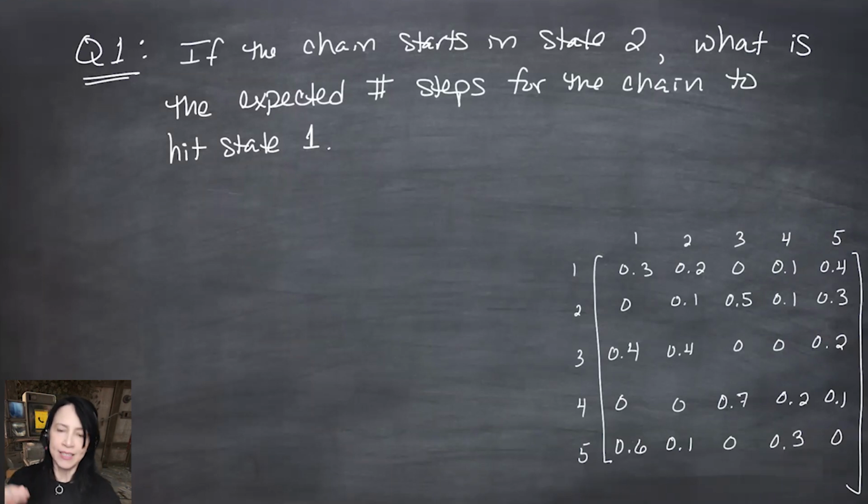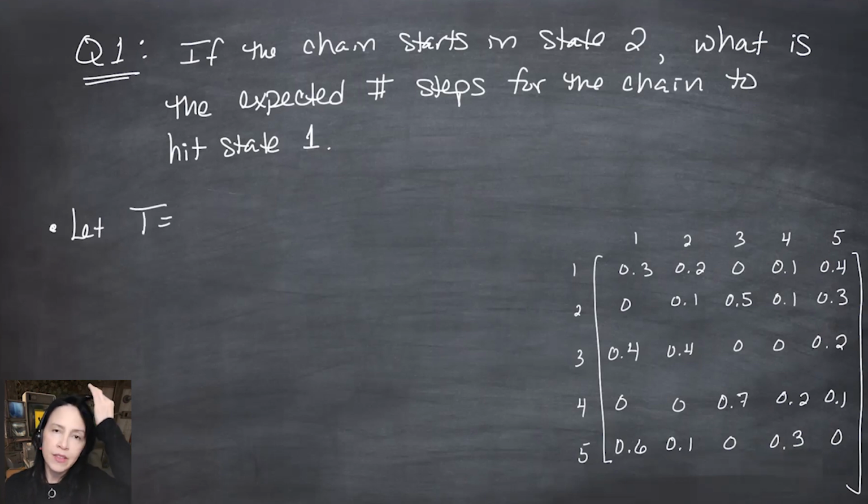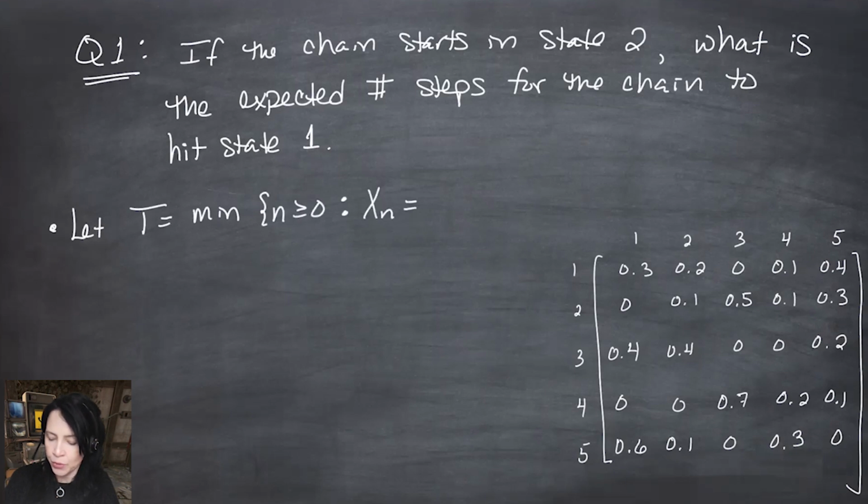So to do this, we're going to set up some notation. I'm going to let T be the first hitting time on state 1. Now, a hitting time usually starts from 0, so I'm going to define this to be the minimum over all n greater than or equal to 0 such that X_n equals 1. I suppose if you define it starting from 1, you can do something similar to what we're about to do, but you would have to adjust some things. Now, what we want to compute is the expected time to hit state 1, given that we're starting at state 2.